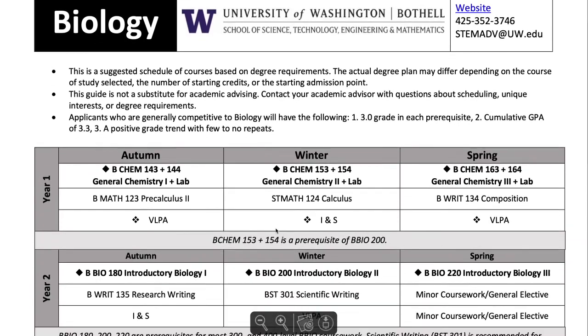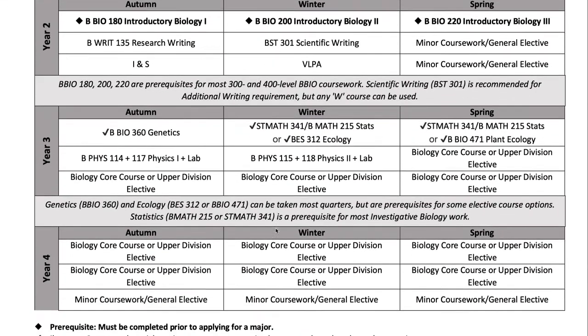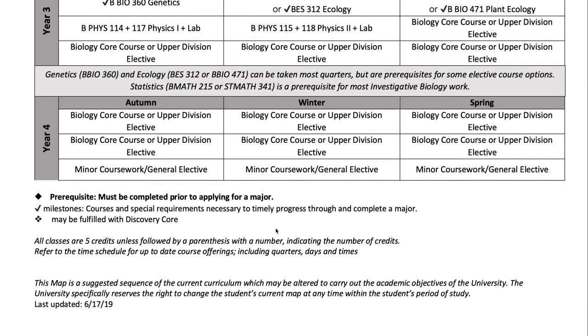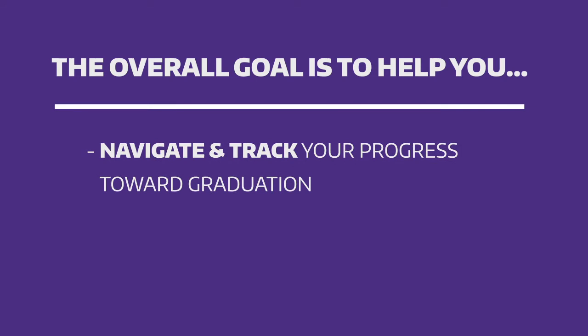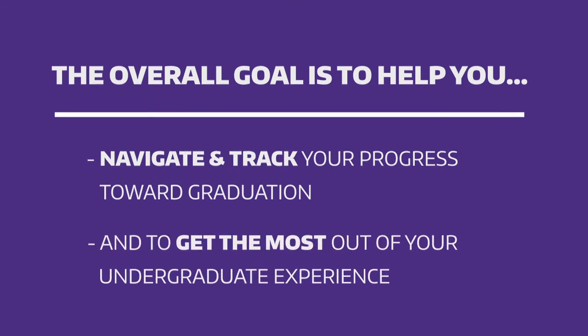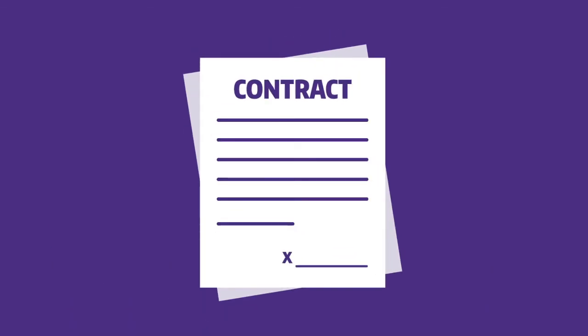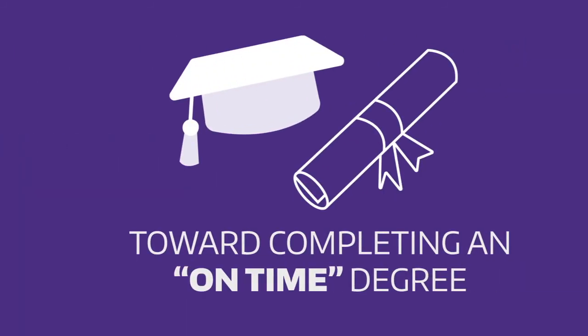Each degree map shows a 4-year sample plan and the overall graduation requirements for each major. It is intended to provide a framework for you to reference as you create your own individual academic plan. The overall goal is to help you navigate and track your progress toward graduation and get the most out of your undergraduate experience. A degree map is not a contract. Consider it a checklist, a sample plan, or a guided pathway toward completing an on-time degree.